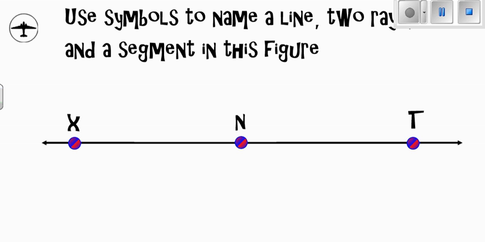All right, so using that information that you were just given, go ahead and use this line to solve these problems. Go ahead and pause the video and answer these sample questions. Name the line, 2 rays, and a segment.